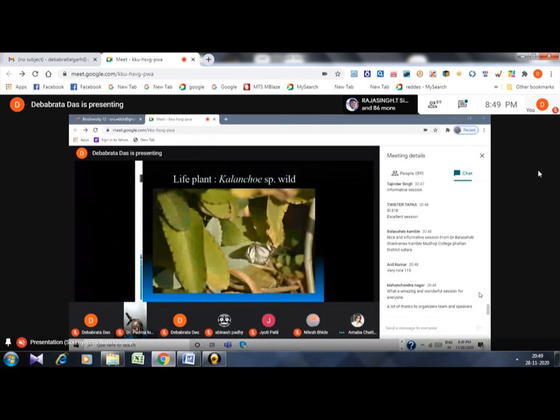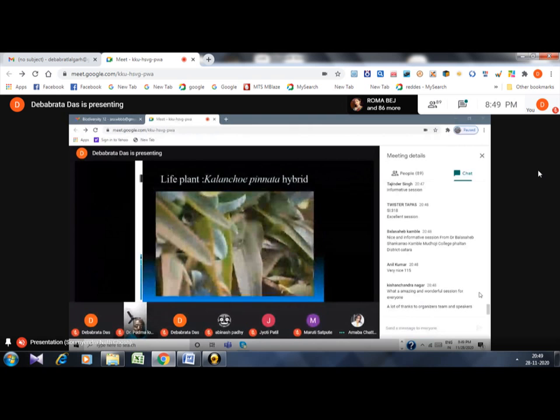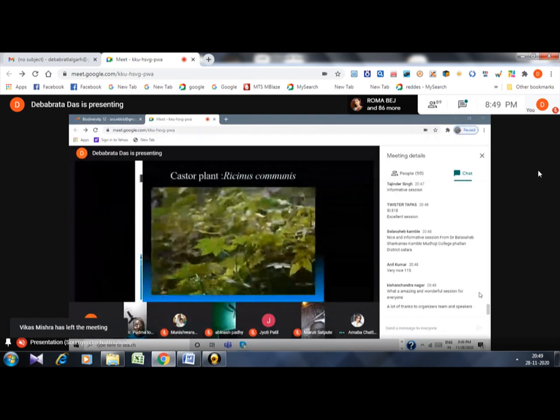And then we come to the Kalanchoe pinnata hybrid also. This is also there. Then the castor plant, Ricinus communis. This plant is very important for the common castor butterfly. The common castor butterfly is named after this plant only.